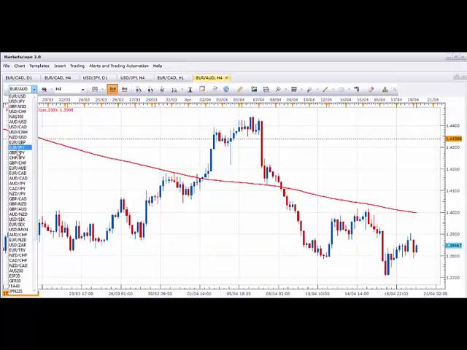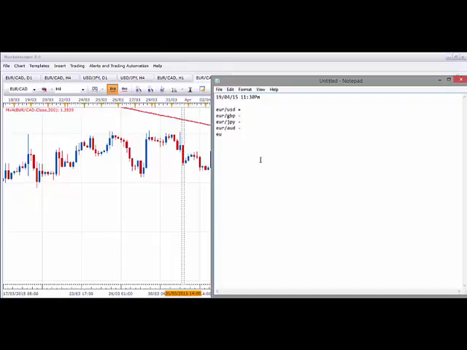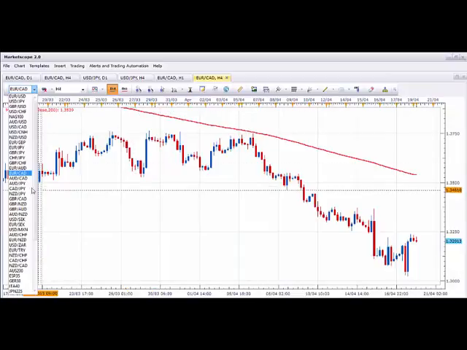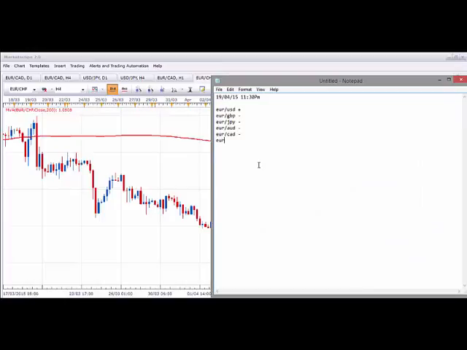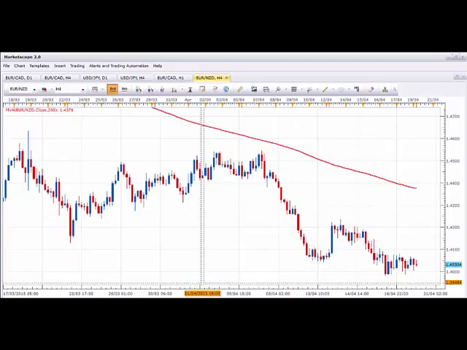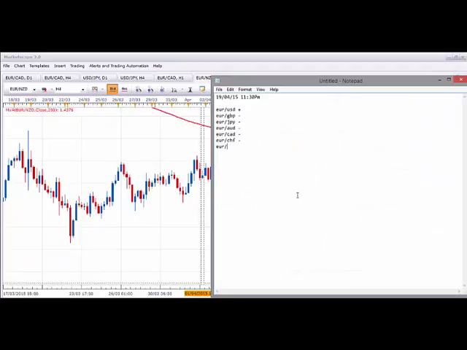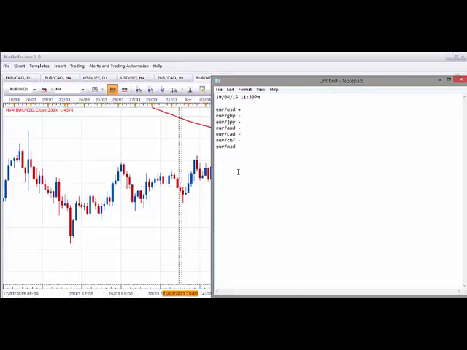Euro Australian dollar, bearish. Euro CAD is bearish, and we have Euro Swissie, bearish. We need another one, Euro NZD. Okay, and we finish for the euro. Euro NZD, quick look. Okay, bearish.